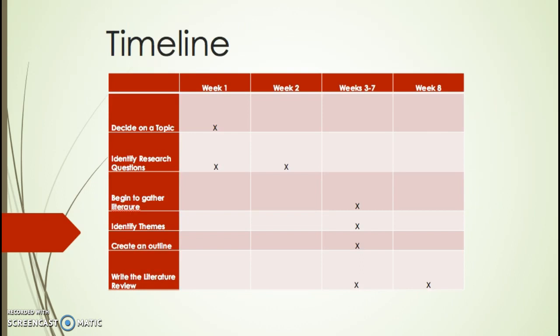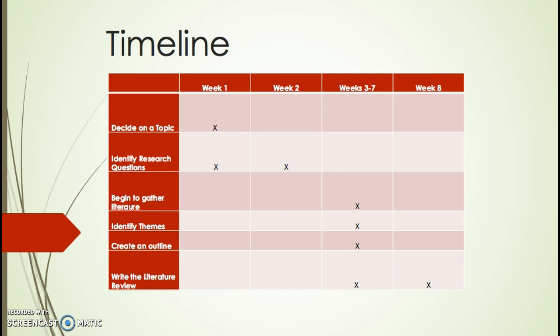The timeline, again, is just highlighted for you. You're going to decide on a topic within the first week. You're going to identify your research questions, weeks 1 and 2. Those questions, I would say 1 or 2 questions max, will evolve. So once you begin collecting data in your next course, you may even tweak them a little bit. But we'll look at some very measurable research questions and help you to identify those in the first 2 weeks.